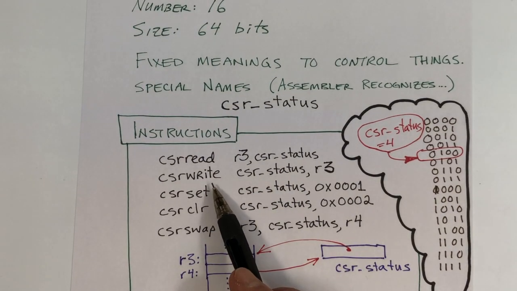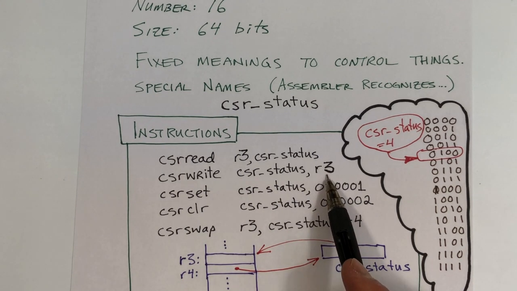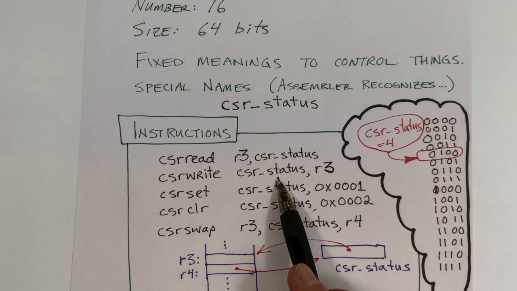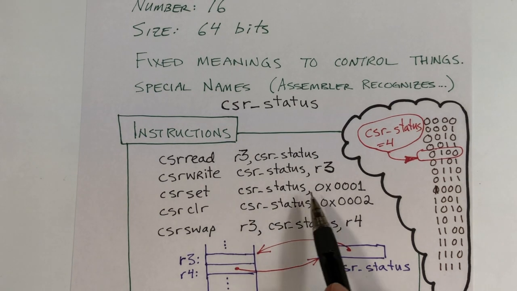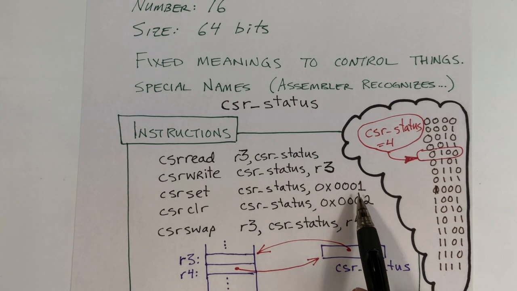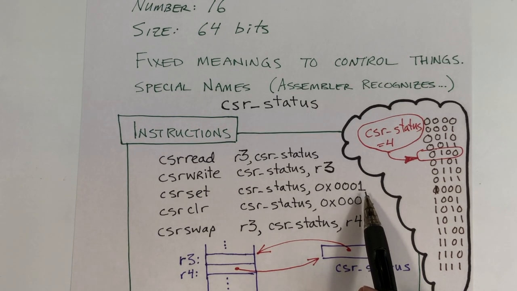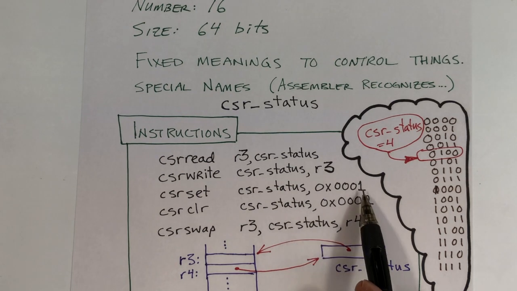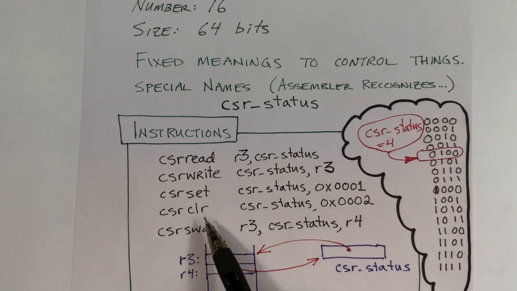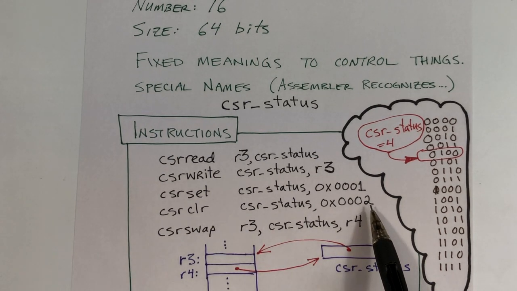The write instruction moves a value from a general purpose register into a control and status register. This set instruction takes an immediate value, and that acts as a mask to choose individual bits, which will be altered to 1 in the CSR. In this case, the least significant bit is being set to 1. Likewise, there's a clear instruction to selectively set individual bits to 0.